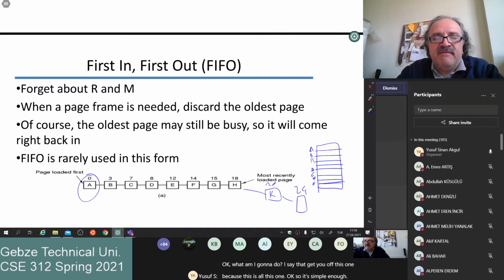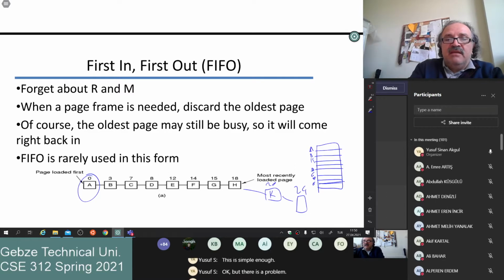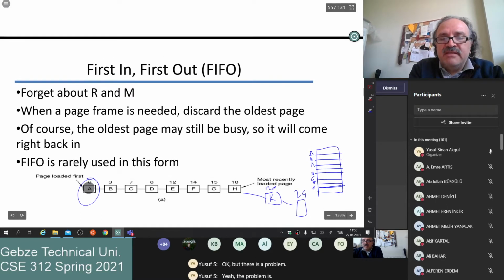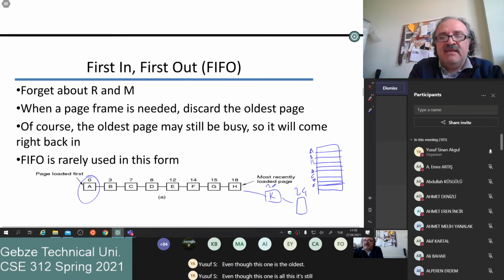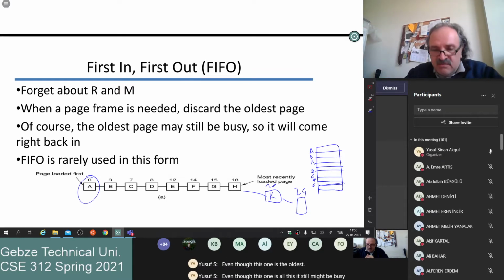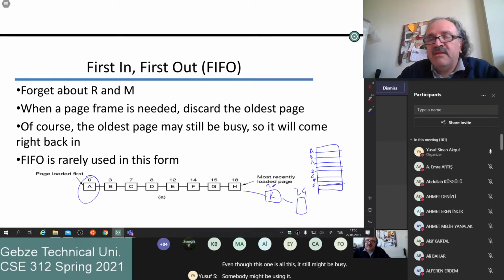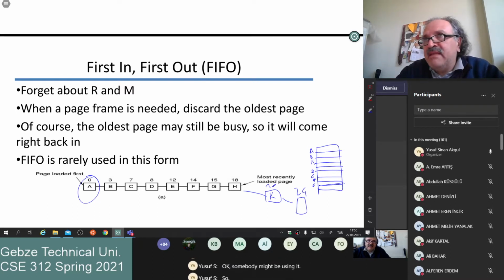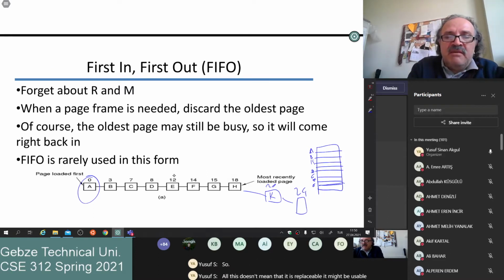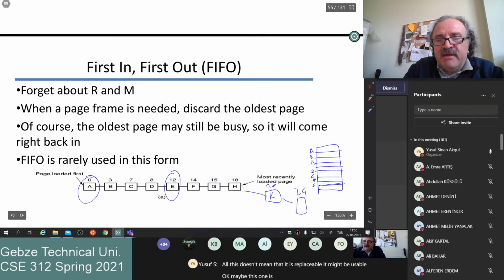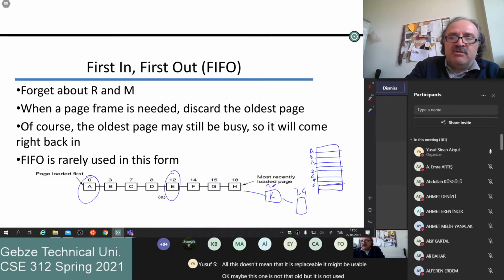But there is a problem. Even though this one is the oldest, it still might be busy. Somebody might be using it. So all this doesn't mean that it is replaceable. It might be in use. Maybe this one is not that old, but it is not used. Maybe I should replace this one.